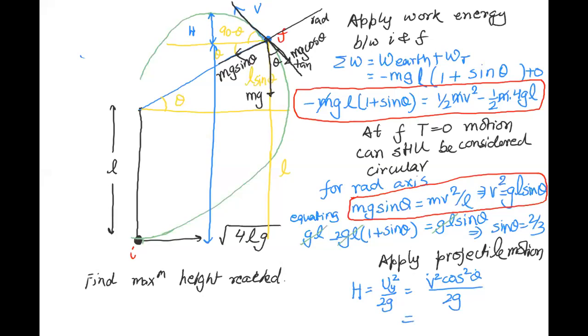So this guy becomes 2/3 upon 2 cos theta, cos square theta. अगर sin theta ये है तो cos square theta क्या होएगा? अगर 2/3 है 5/9. थैंक यू. 2g कैंसिल हो गया एंड वी गेट कितना? 5L/27.